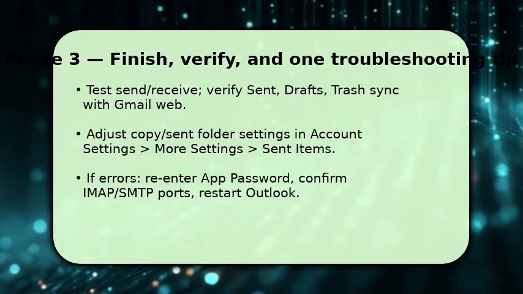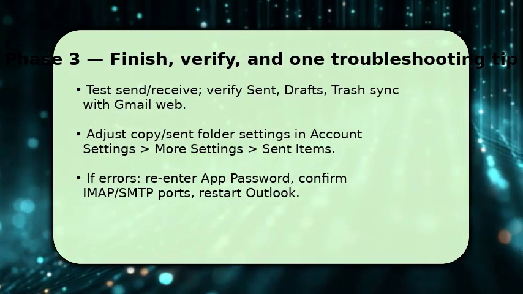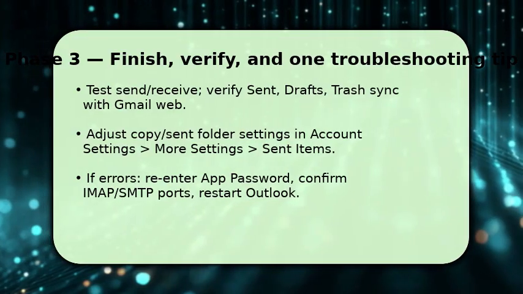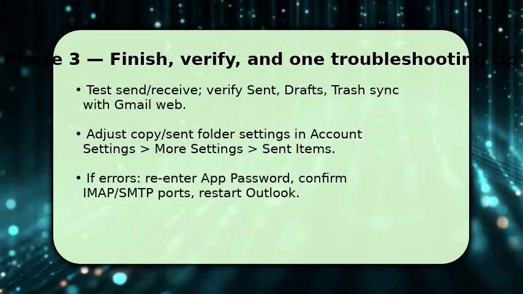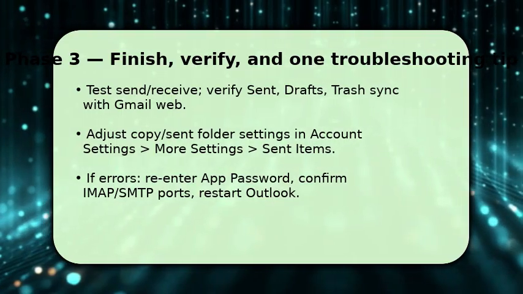If you see authentication or sync errors, re-enter the app password, confirm IMAP/SMTP ports and encryption, and then restart Outlook. If problems persist, temporarily disable security software to test connectivity, but make sure you re-enable it.